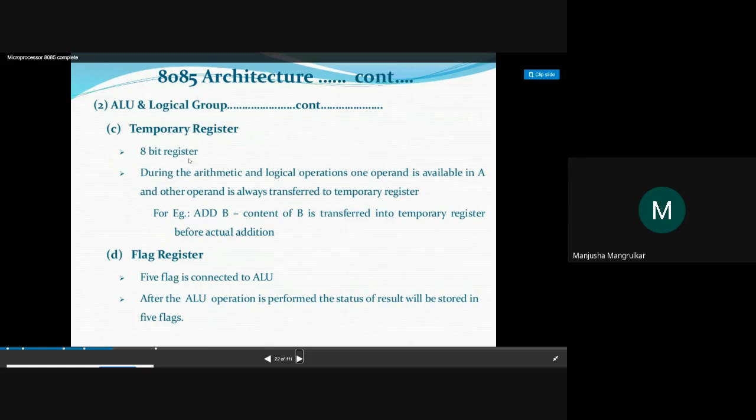Temporary register. It is an 8-bit register. During the arithmetic and logical operation, one operand is available in A and the other operand, means the other data, is also available in the temporary register. For example, ADD B. So B is transferred into the temporary register before the actual addition, right? The flag register. Five flags are contained in the ALU. After an ALU operation, the status of the result is stored in the five flags. So the flag register gives the status of the result that the arithmetic and logic unit has performed, right?